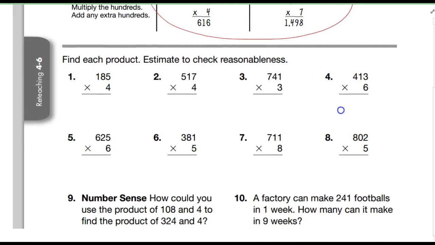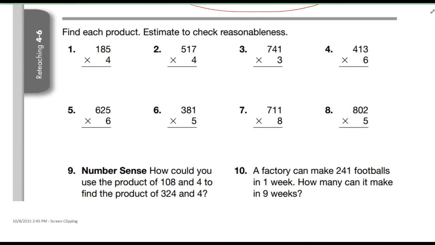That being said, you might need an extra piece of paper to do this using the array strategy. If you need a separate piece of paper, just attach it to this one when you turn it in tomorrow. I'm going to do 1 and 2 for you and let you do the rest on your own. Okay? Number 1 is 185 times 4. The first thing you need to do is take 185 and write it out in expanded form.